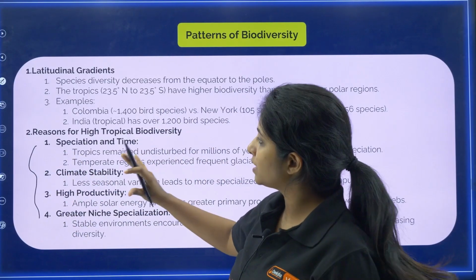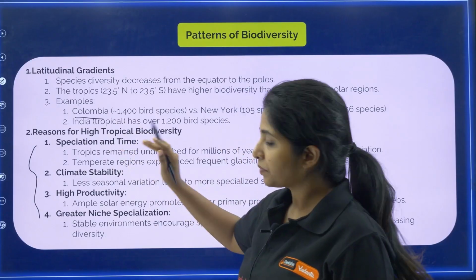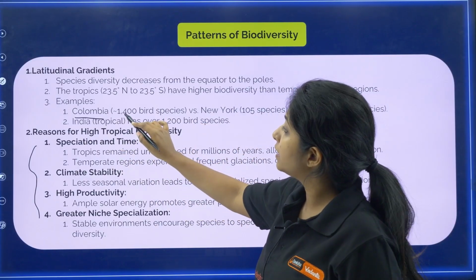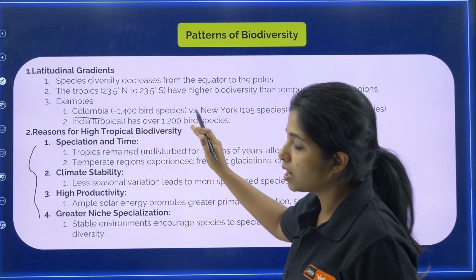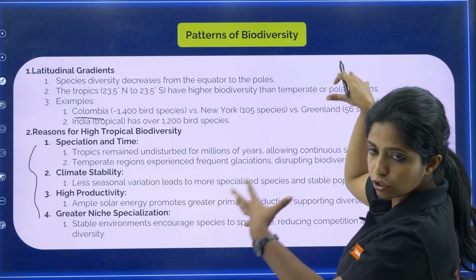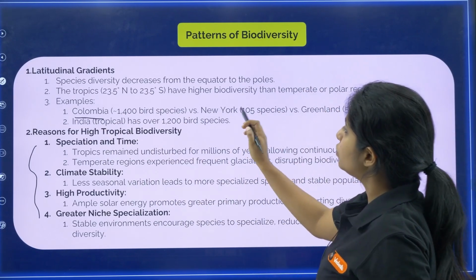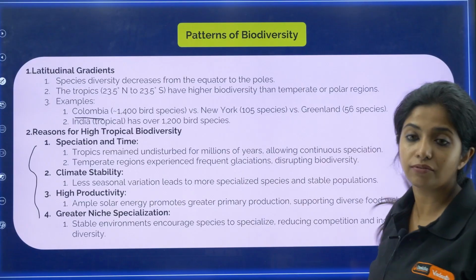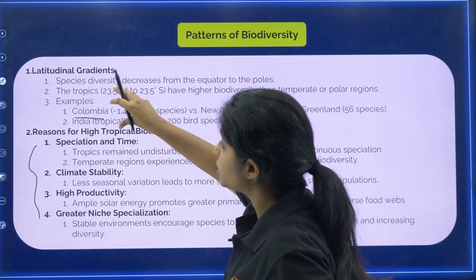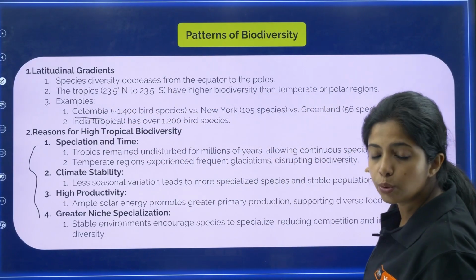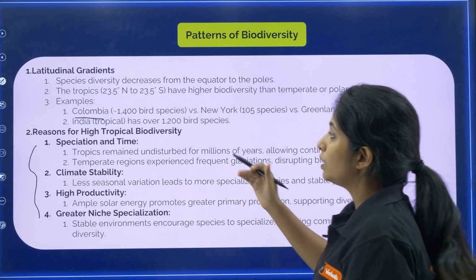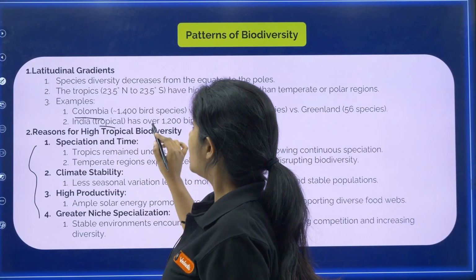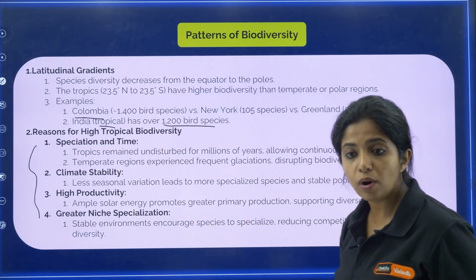But before that, certain examples are there. For example, Colombia, which is more towards the equator, has 1,400 bird species. Now if you go a bit far, towards the pole, New York has 105 species, whereas Greenland, which is in the poles, has just 56 species. So as I said, the species diversity decreases when you go from equator to the poles. India, which is in a tropical area, has over 1,200 bird species, my dear children.